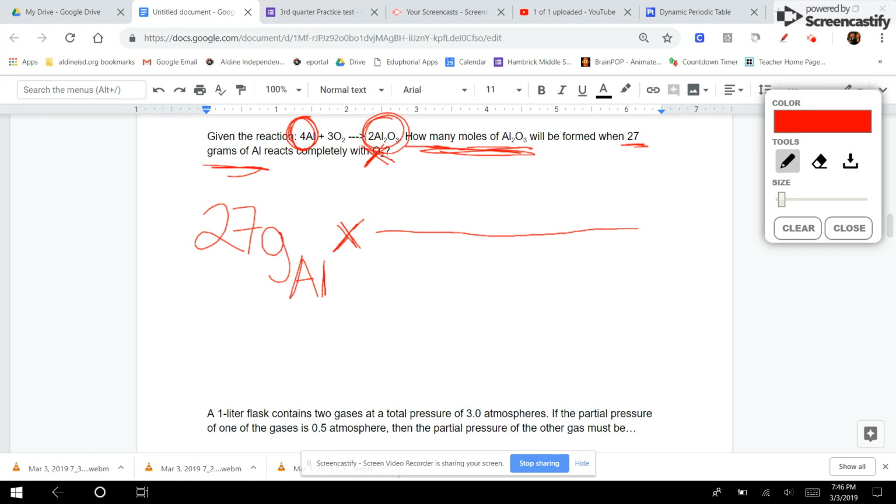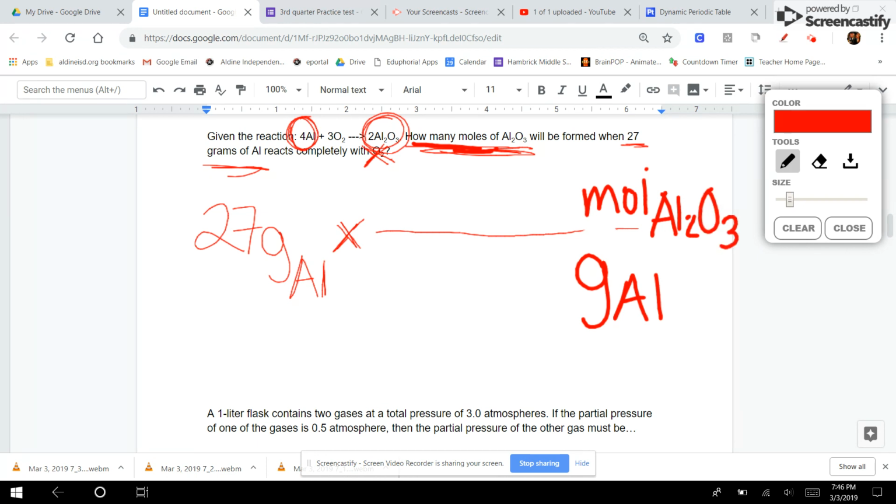Step 3 is to match your given units to the bottom of the ratio. So then I write grams of aluminum on the bottom. I'm solving for moles. It says how many moles. So moles of Al2O3. Next step is to write down your coefficients. So your coefficient of aluminum was 4. Coefficient of aluminum oxide was 2.